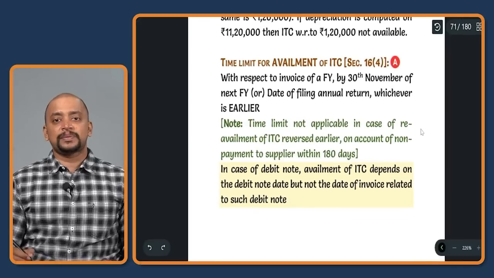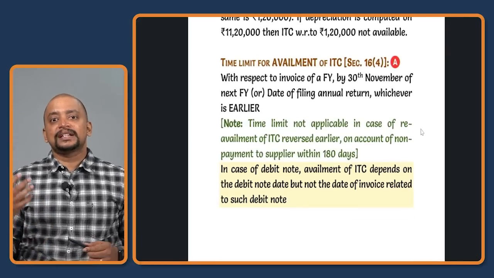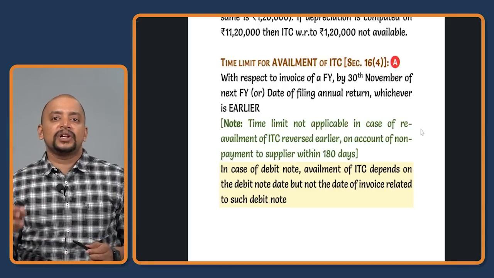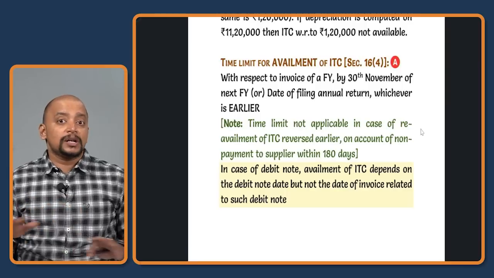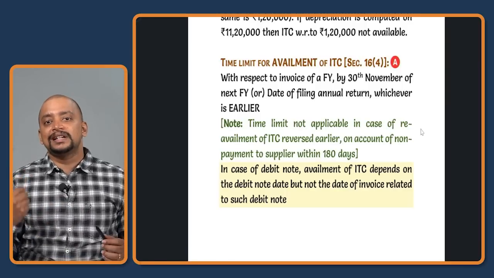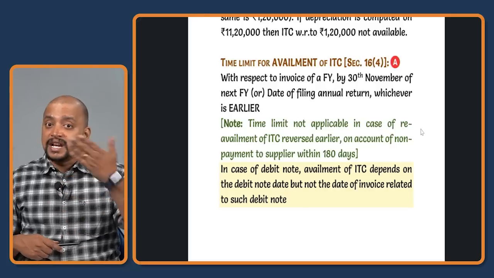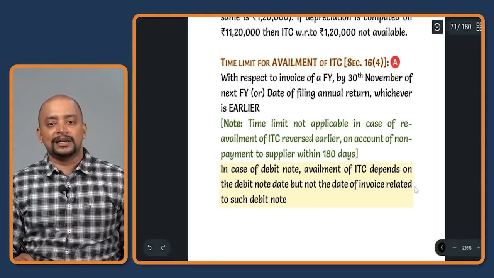And section 16 subsection 4, time limit for availment of ITC. The time limit for availment of ITC is 30th November of the succeeding financial year or date of filing annual return, whichever is earlier. And this time limit is not applicable in case of re-availment of ITC. So reversed earlier. First we will avail the ITC, then we will reverse it. Again we are re-availing. So this time limit will not be applicable in that case.